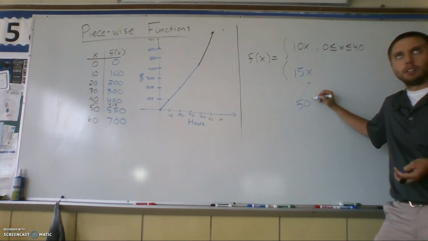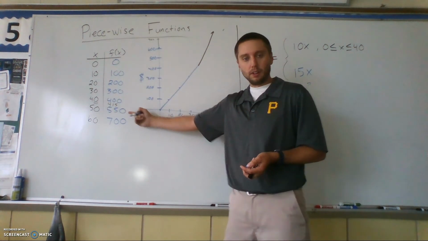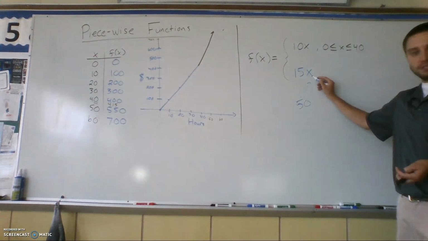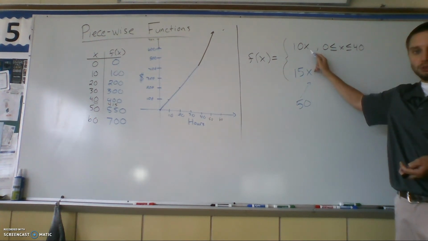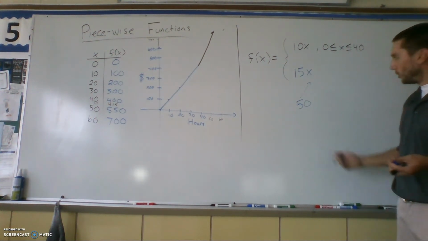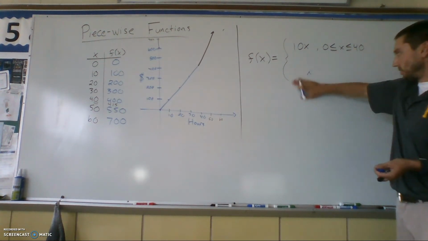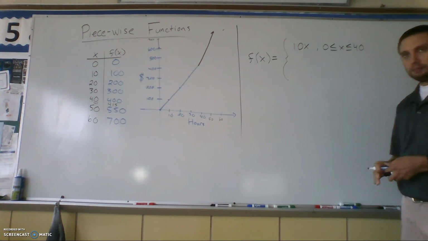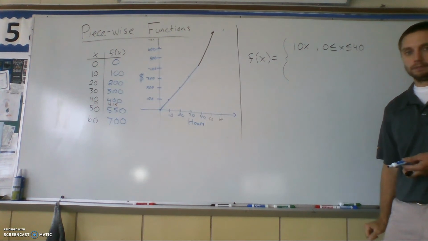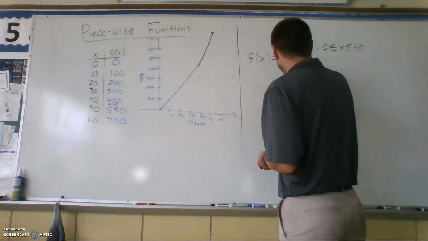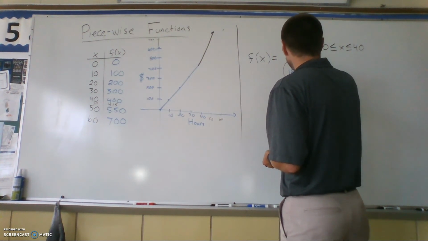Well, what happens if you plug in 50? What's 15 times 50? Isn't that like 750 or something? It's not that number, because I'm not just doing $15 an hour for 50 hours. I have to take into account that I already used up 40 hours up here. So what can I do to this equation to adjust it so that it's not just 15 times the number of hours, but it's only after that first 40 hours that I worked? So some of you guys maybe had it.